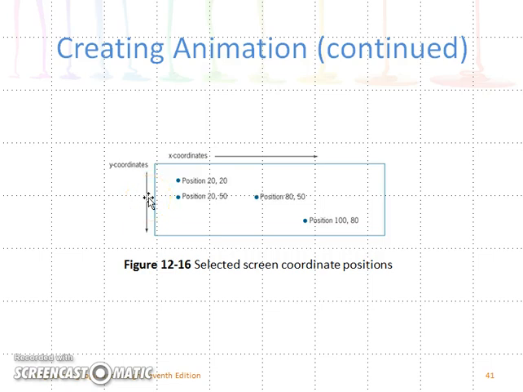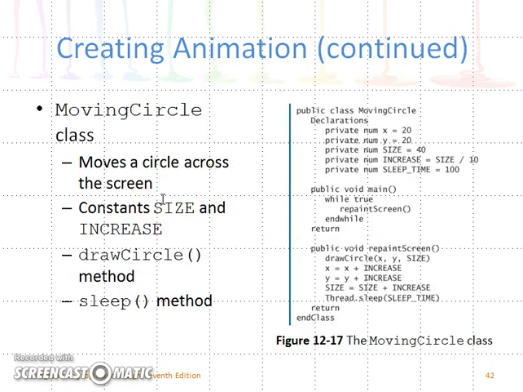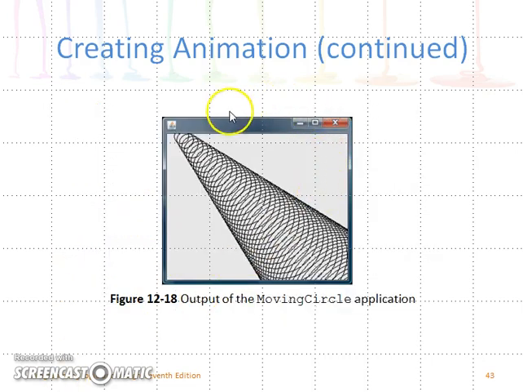Now, artists often spend a great deal of time creating the exact images they want to use in an animation sequence. Now, as a simple example, figure 12.17 shows the moving circle class. Now, as its name implies, the class moves a circle across the screen, such as the Java program here shows the output of a moving circle application.